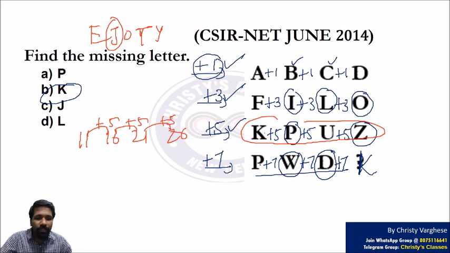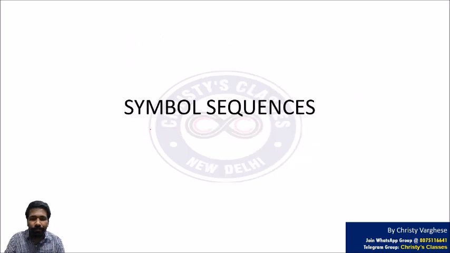This is how you can understand the difference. In case the letters are confusing you, convert them into numbers. If it is not confusing you, directly analyze by letters itself. Directly analyzing letters is less time consuming, so I will advise doing so. But in case you think that directly analyzing you may make a mistake, then convert it into numbers. That is what I can advise you. So anyway, the answer is option B, K.